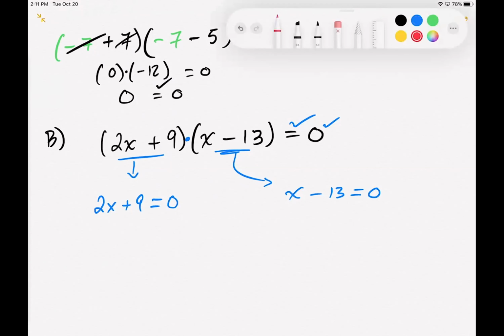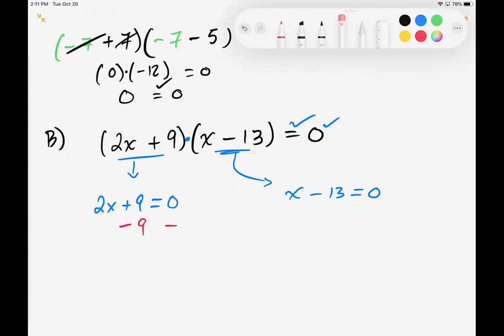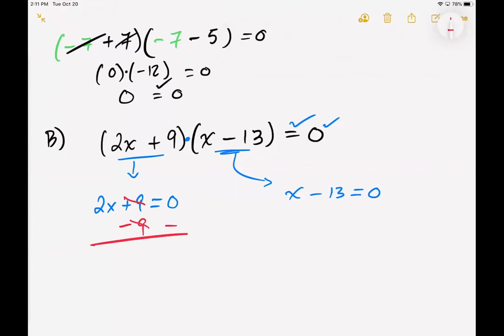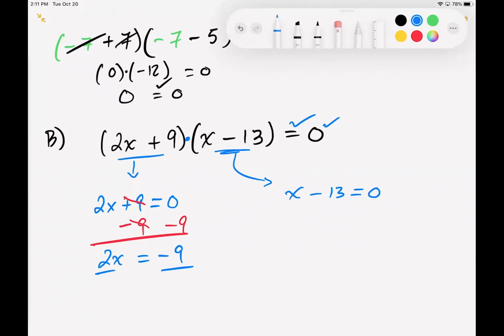How do I solve? Do you agree that to solve, I need to subtract 9 from the other side? If I subtract 9 from the other side, 9 take away 9 cancels out. And my new problem is 2x equal to negative 9. How do I get rid of the 2? Do you agree that to get rid of the 2, I need to divide by 2? And if I divide by 2, this is what I have.